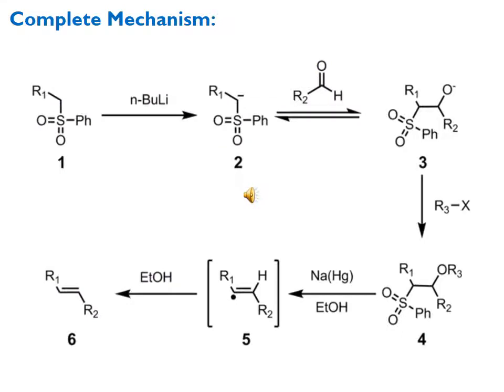This is the overall reaction mechanism of this olefination. First, sulfones are treated with alkyl lithium as a base, and we get a carbanion. This carbanion acts as a nucleophile and attacks the carbonyl carbon of an aldehyde or ketone, and we get an alkoxide ion. This alkoxide ion is treated with an acylating agent to get a good leaving group. This intermediate is treated with sodium mercury amalgam in the presence of ethanol, and through a single electron transfer mechanism we get the alkene. This is the overall mechanism, and now we shall discuss each step of this mechanism in detail.